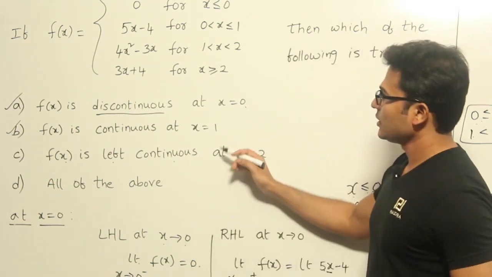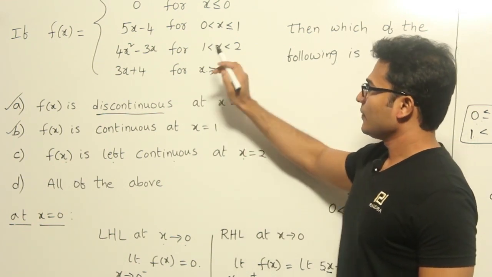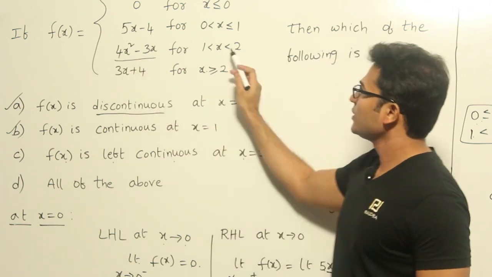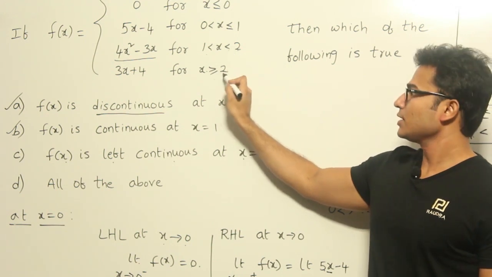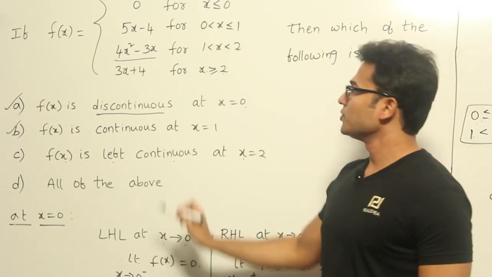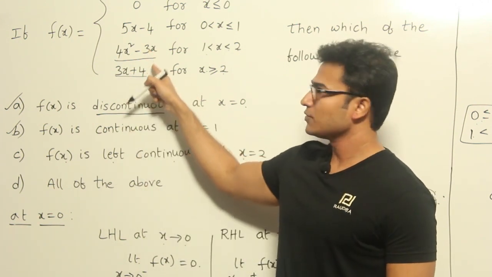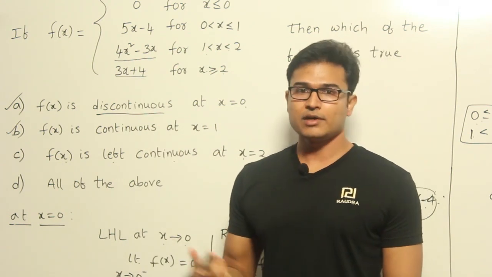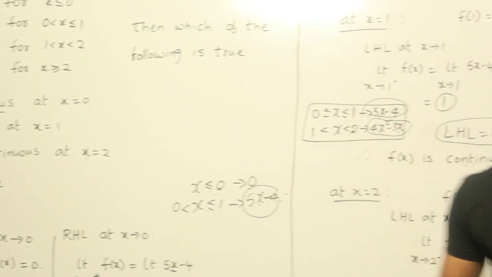Now let's see this function. If you observe it, when it is slightly less than 2, the function that you should use is 4x square minus 3x. Right, from 1 to 2, when it's slightly less than 2. Now when it is exactly equal to 2, the function that we should use is 3x plus 4. Got it? So these are the two functions we need to check their values at x equal to 2, and if they are equal, we can say that it is left continuous. Now here is the solution.